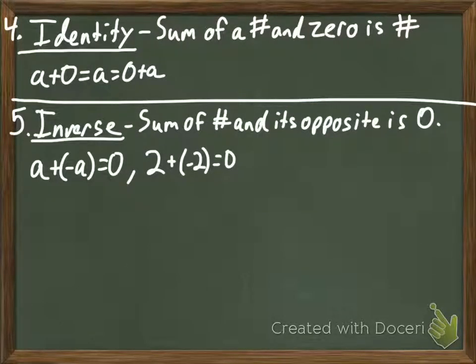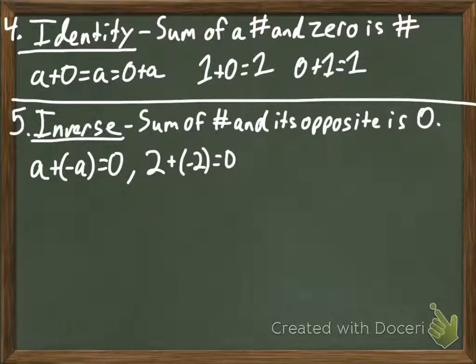And the last 2 properties. Property 4 is the identity property. It says that the sum of a number and 0 is that number. So if we take A plus 0, it's going to equal A. If we take 0 plus A, it's going to equal A. Same thing as 1 plus 0 equals 1. 0 plus 1 equals 1. That's why 0 is the identity. The identity, when we talk about numbers, is something that does not change no matter what operation you do.